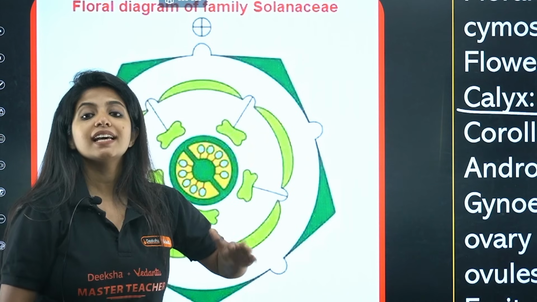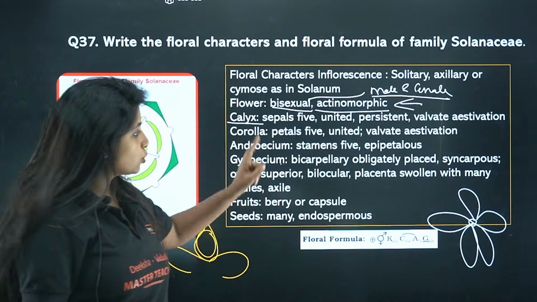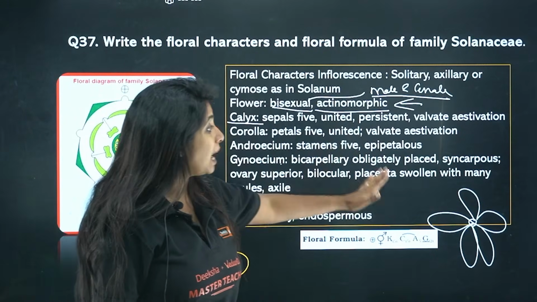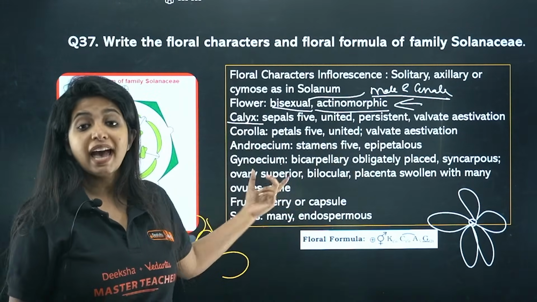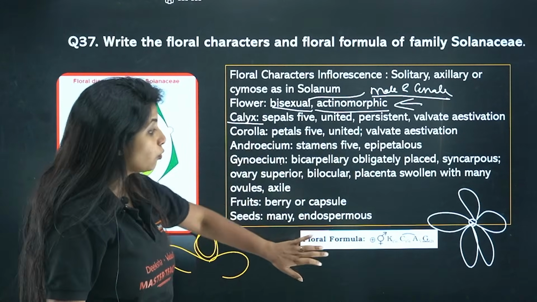What do you call this? Axile placentation. So that is also being seen over here. It is axile placentation. So bicarpellary and syncarpous, ovary is superior, it is bilocular, and the placenta is swollen with many ovules, and it shows what? Axile placentation. Done. Now what about the fruits? So over here, how do you show that?